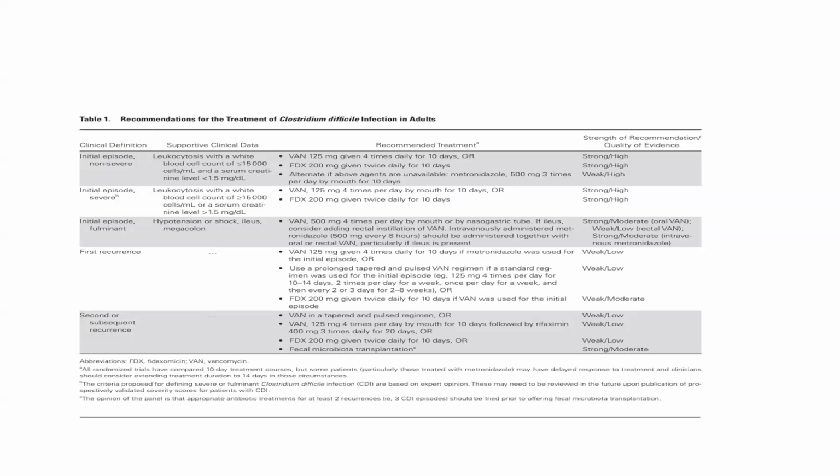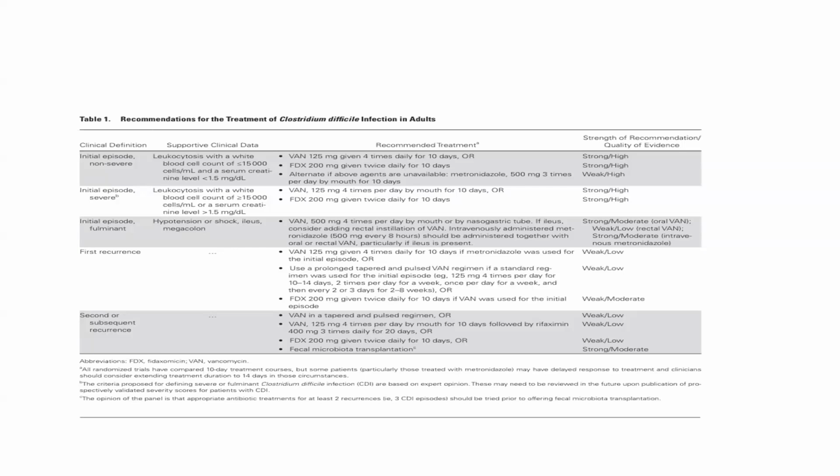According to this, non-severe Clostridium difficile infection is where the WBC count is less than 15,000 or there is no evidence of AKI. In that case, we can treat it with vancomycin 125 mg 4 times daily for 10 days or fidaxomicin 200 mg twice daily for 10 days. And if none of these agents are available, then we can use metronidazole, that is 500 mg 3 times per day for 10 days.